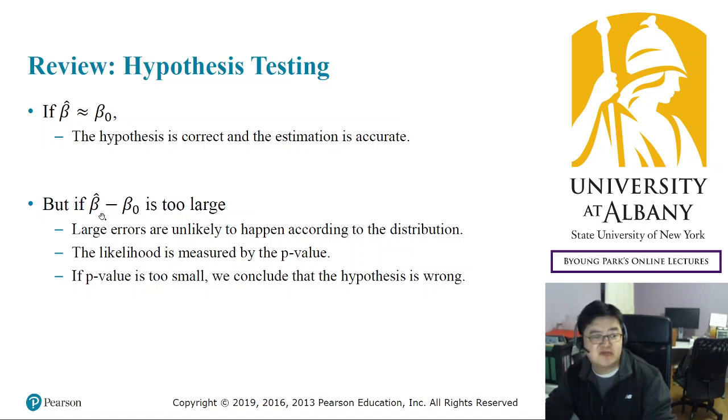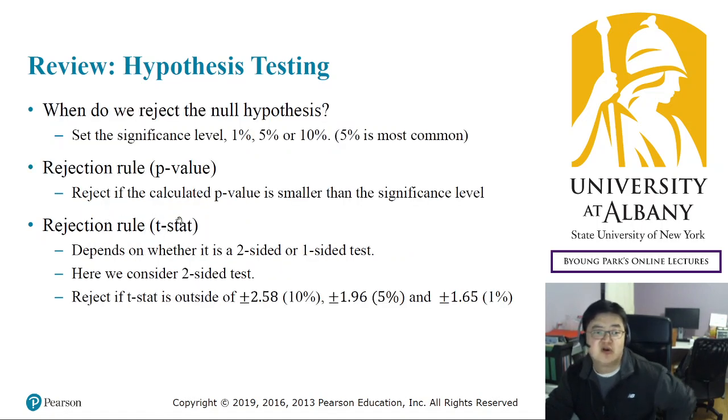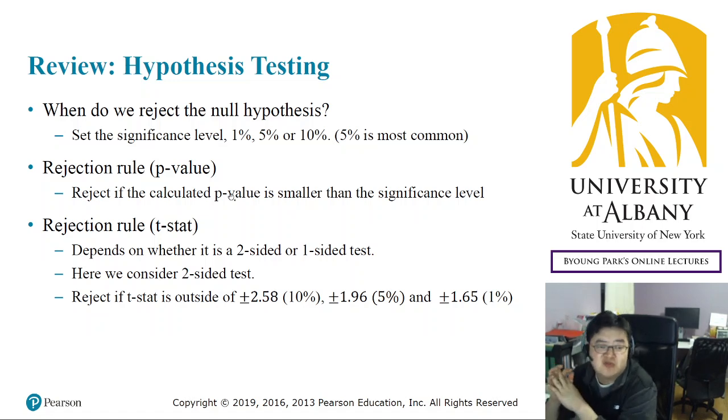The difference is standardized into the t-statistic, and the decision rule based on the t-statistic depends on whether you are using a two-sided or one-sided alternative. In this course, I'm going to consider the two-sided test only. But when needed, the p-value needs to be recalculated; the t-stat itself does not change, but the rejection rule changes.